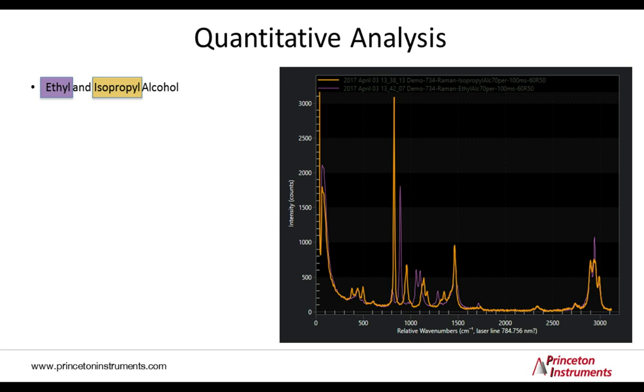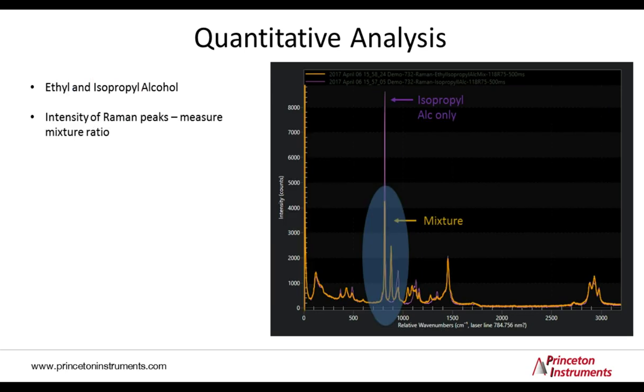So here we show the individual spectra of ethyl and isopropyl alcohol as they are found in common household rubbing alcohols. The difference in the spectra is clearly visible. So orange shows the isopropyl alcohol, and the violet spectrum is for the ethyl alcohol. Now in this spectrum, the orange graph shows the Raman spectrum of the mixture of both solvents. And for reference, as a violet spectrum, I also show the isopropyl alcohol.